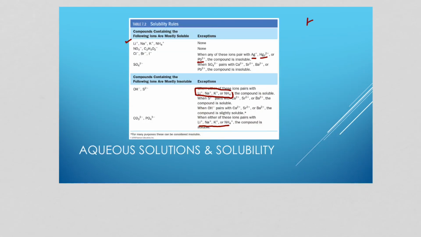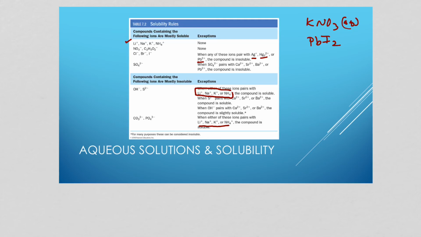So we had KNO3 and PbI2. If I look at my ions, I have potassium ions here. Well, I know from the first rule that if it contains potassium, it's going to be soluble. So I know this is going to be soluble. It's going to be aqueous.